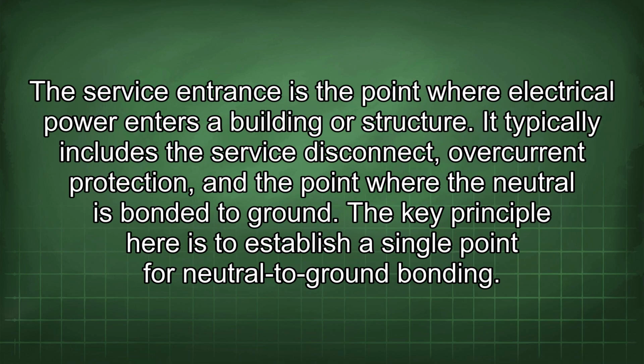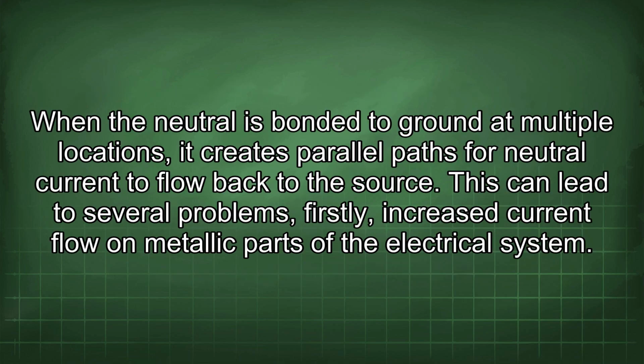The service entrance is the point where electrical power enters a building or structure. It typically includes the service disconnect, overcurrent protection, and the point where the neutral is bonded to ground. The key principle here is to establish a single point for neutral to ground bonding. When the neutral is bonded to ground at multiple locations, it creates parallel paths for neutral current to flow back to the source. This can lead to several problems.